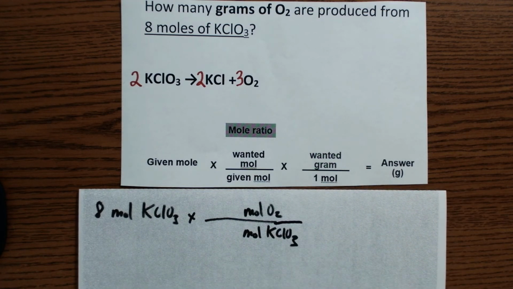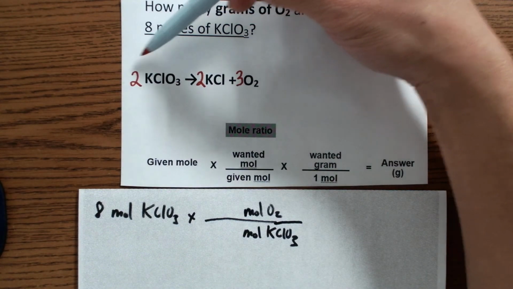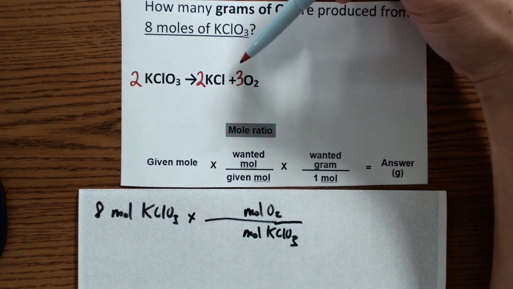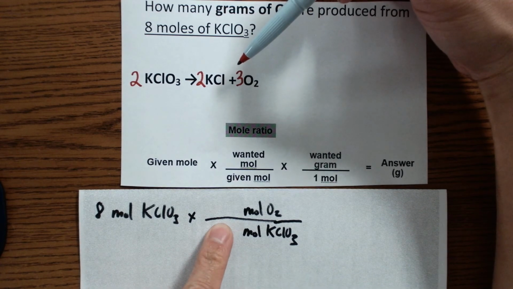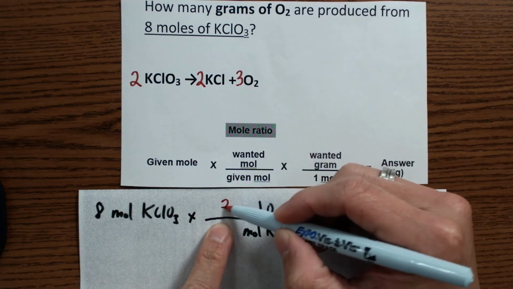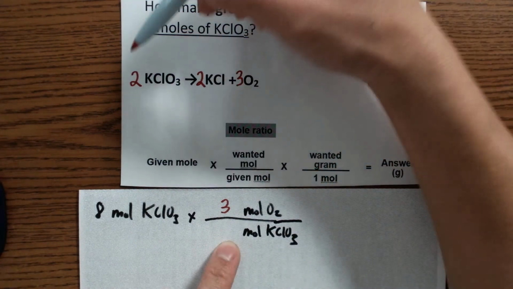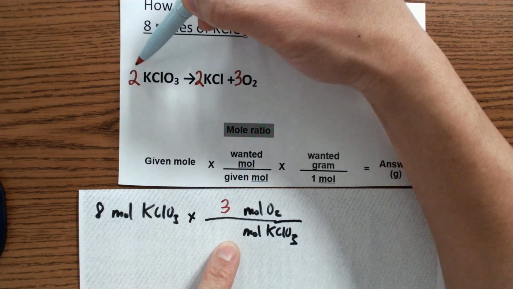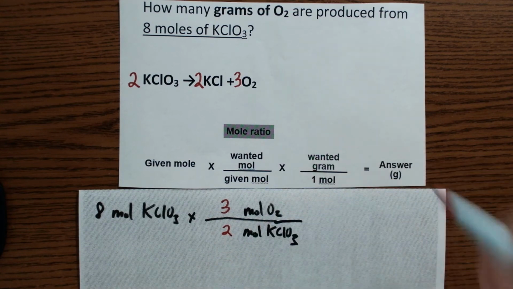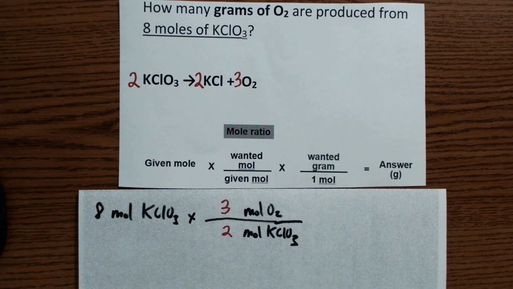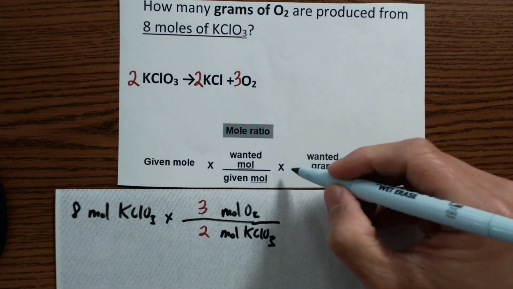And for the ratio itself, the ratio comes from the coefficients. So I'll go back into the balanced equation. At the top we have oxygen, that's going to be a 3. The bottom is KClO3, so that's going to be a 2 over here. All right, next step, we're going to multiply.